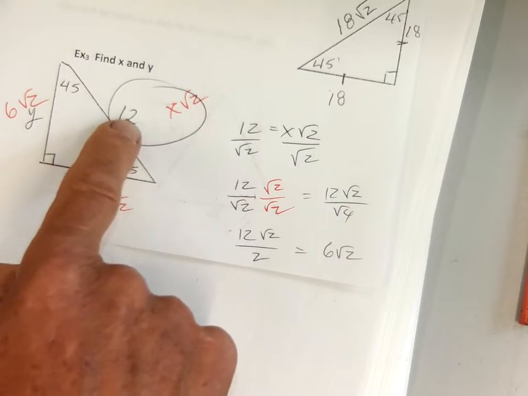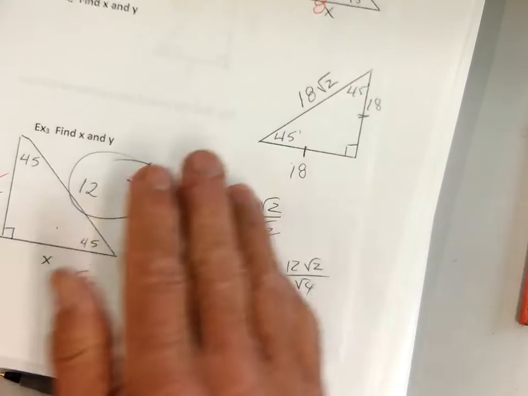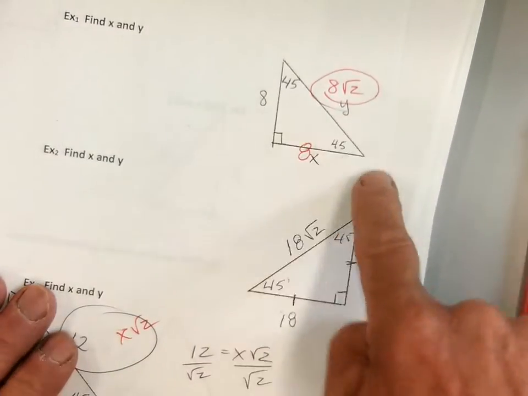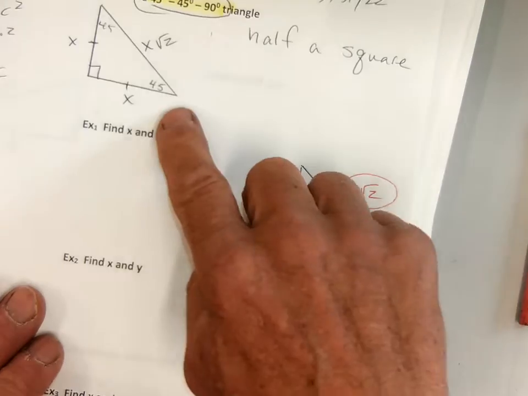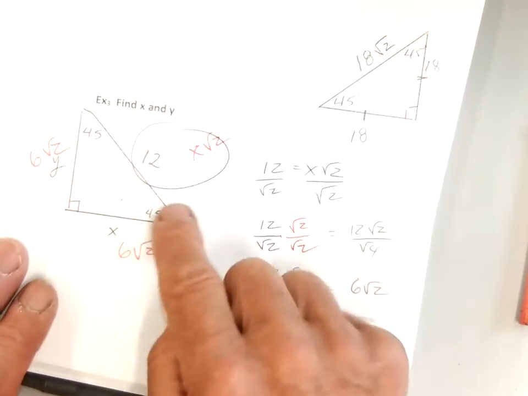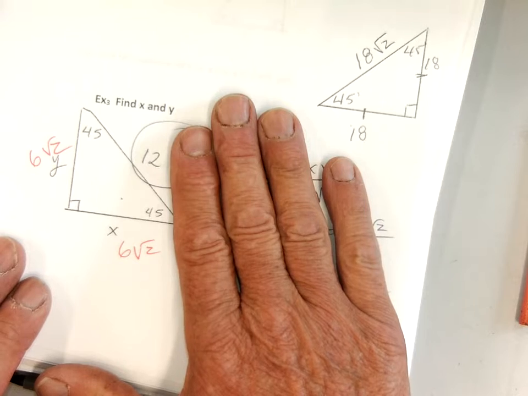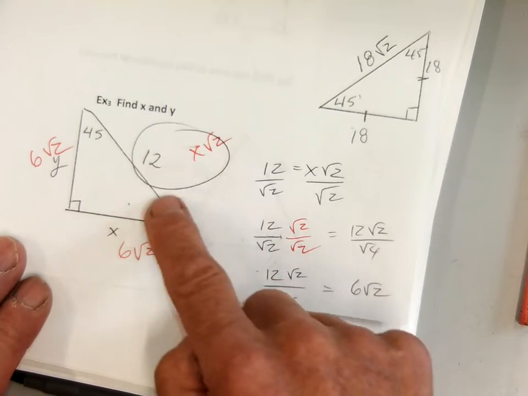It's just a 12. Okay, so if I look at this one, Teva, 18 square root of 2, right? If I look at this one, 8 square root of 2, right? I look at this, x square root of 2, but the problem is with this one, it's just 12. There is no square root of 2 with it, is there? And that makes it a problem because it should be a square root of 2, but it's not.